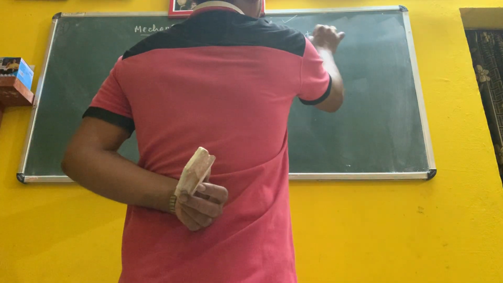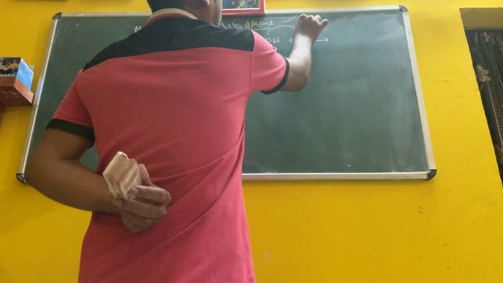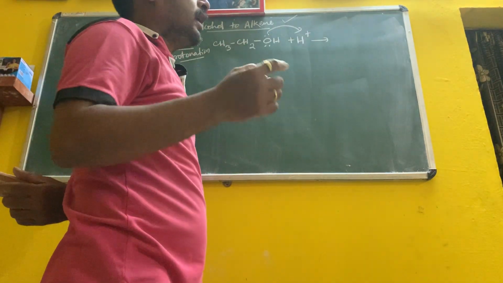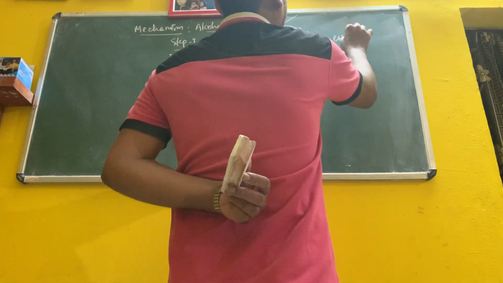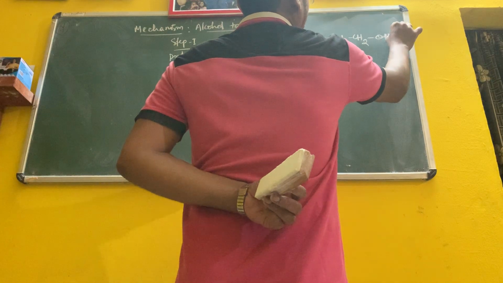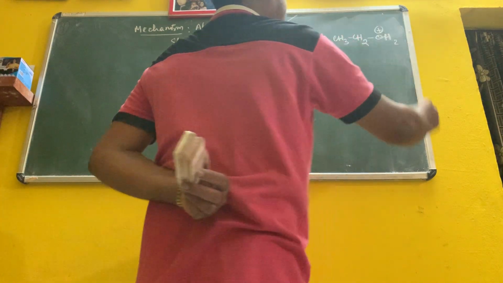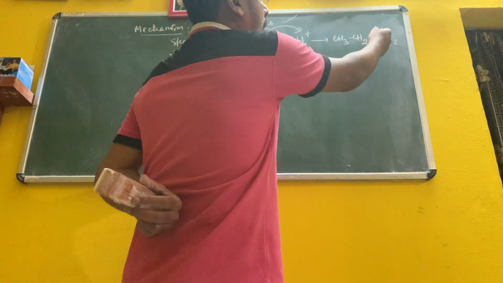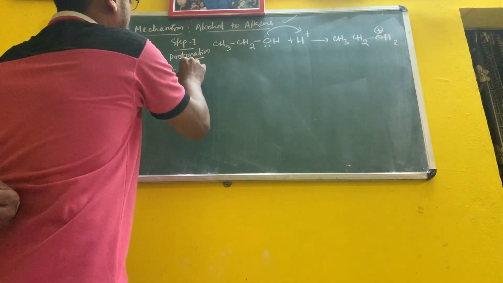Then what will happen? This is your nucleophile. I have told you previously, alcohol acts as both electrophile and nucleophile. Then it will form CH3, CH2, OH2 plus. Clear? You can write in expanded form also, OH2 plus. Then step 2.